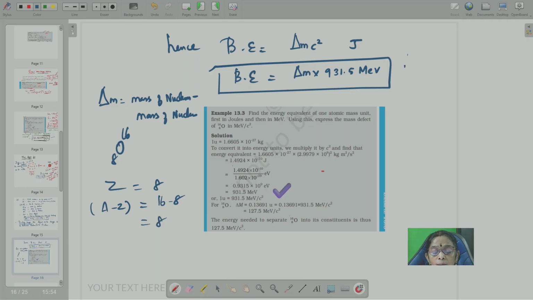So therefore, delta M is equal to the mass of the proton into the number of protons plus the mass of the neutron into the number of neutrons minus the mass of the nucleus. The mass of the nucleus, that is the oxygen atom, should already have been given. From the table you can find out the mass of the nucleus. In the NCERT textbook, the mass of the proton is given and the mass of the neutron is given. So you can utilize the same thing from the NCERT textbook. We will check the same thing.